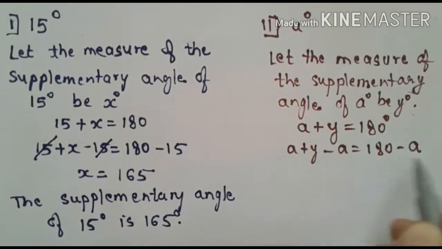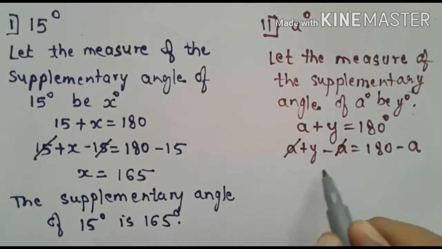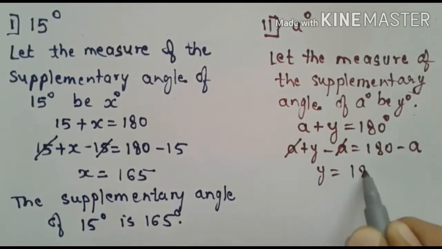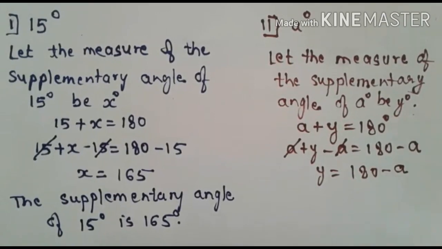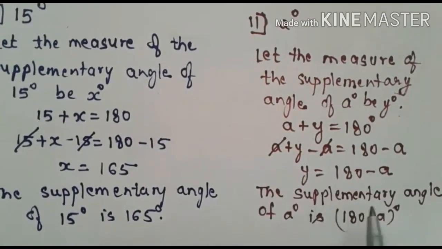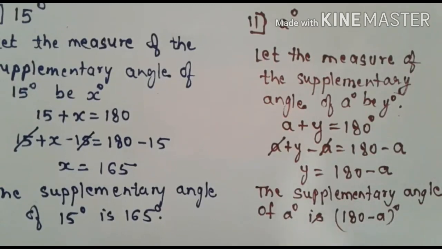Now here a will cancel. The value of y is equal to 180 minus a. Therefore, the supplementary angle of a degree is 180 minus a degree. This is the final answer.